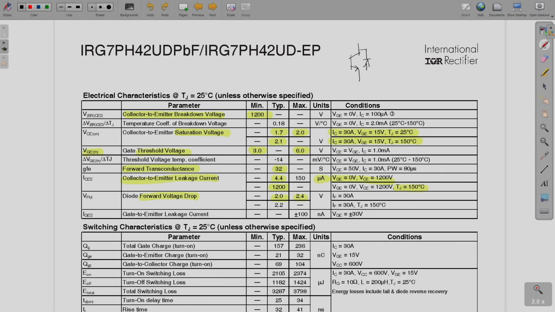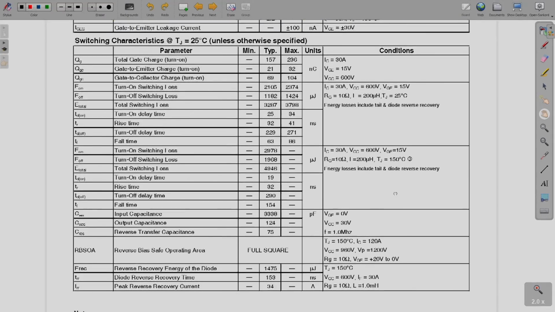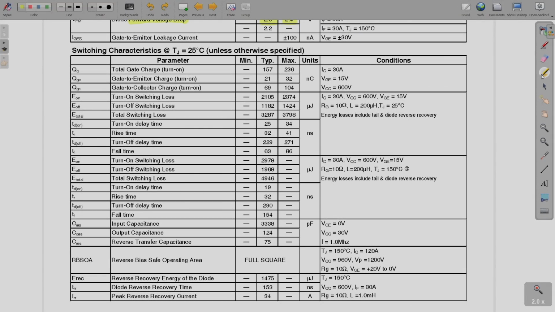So this is your IGBT. Now if the direction of the current is downwards, this IGBT is going to conduct, and if it is upward, it is the diode which is going to conduct. So which one conducts decides whether this voltage drop is going to appear or that voltage drop is going to appear. Then gate to emitter leakage current is also provided by the manufacturer. Further, your switching characteristics.